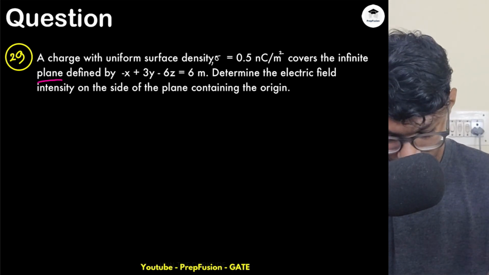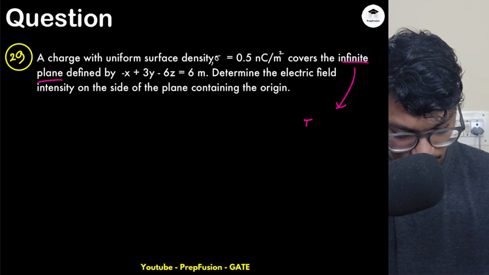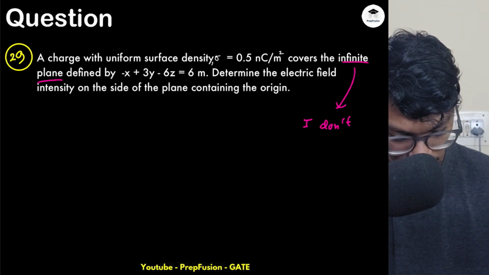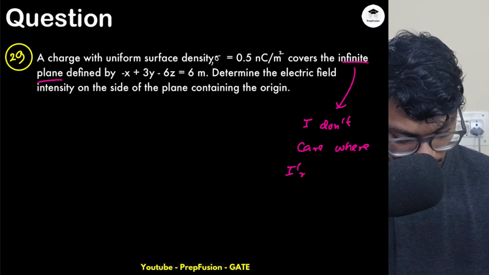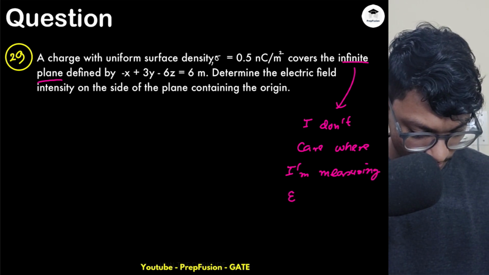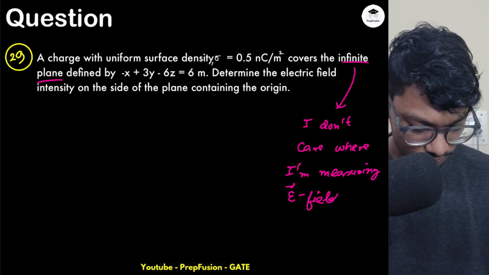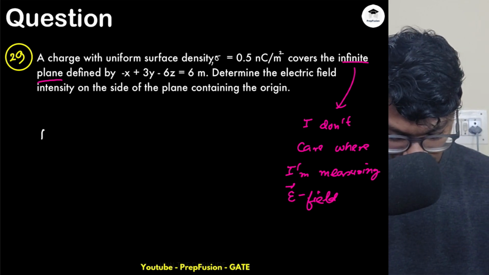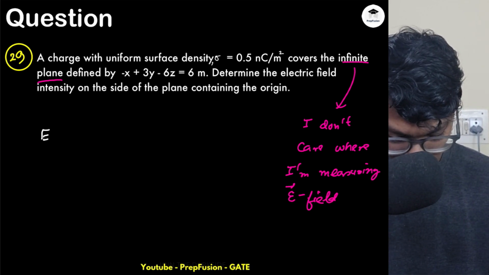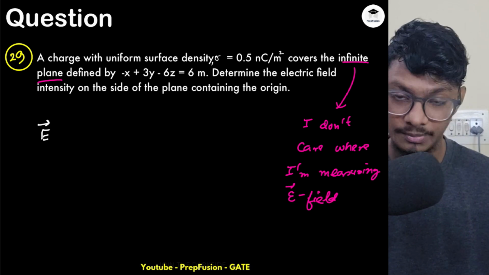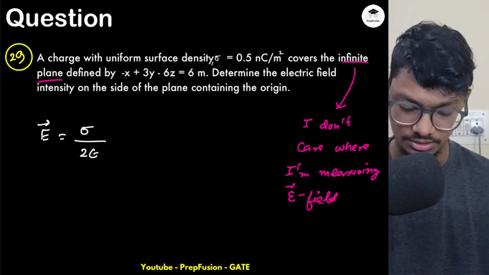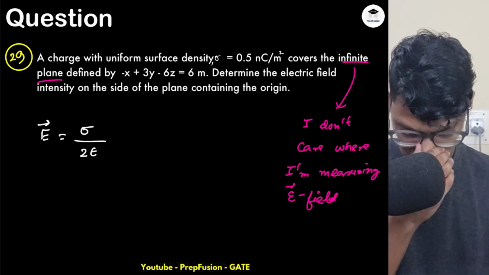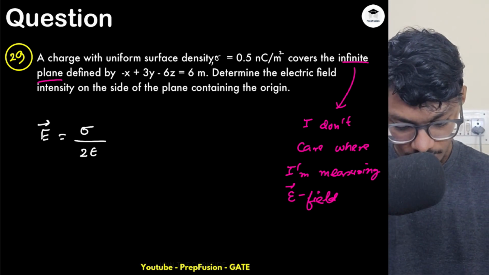So infinite plane, I don't care where I am measuring the electric field. Why? Because electric field at any point doesn't depend on x, that is the perpendicular distance from the plane. It is simply sigma upon 2 epsilon. Okay, simply sigma upon 2 epsilon. So I will just find the direction.